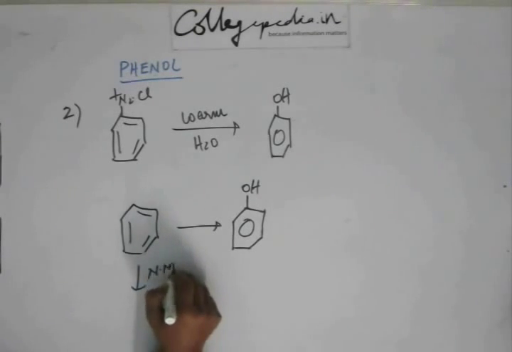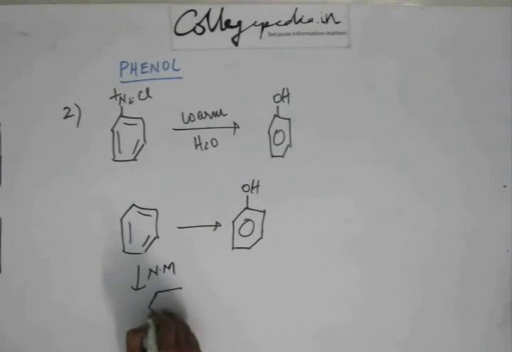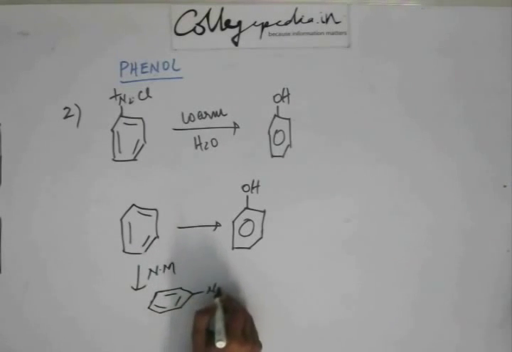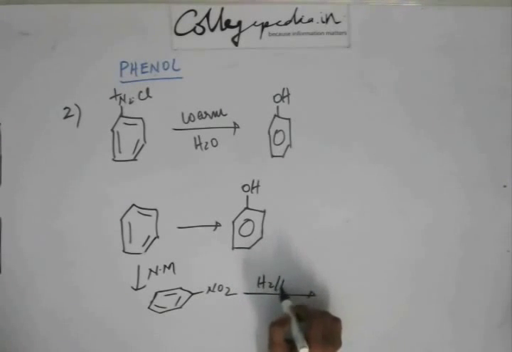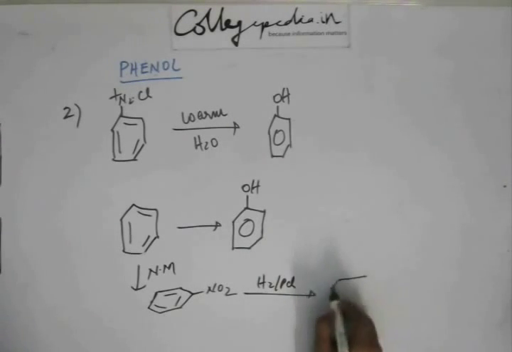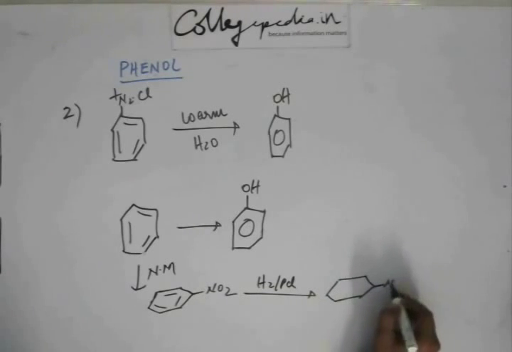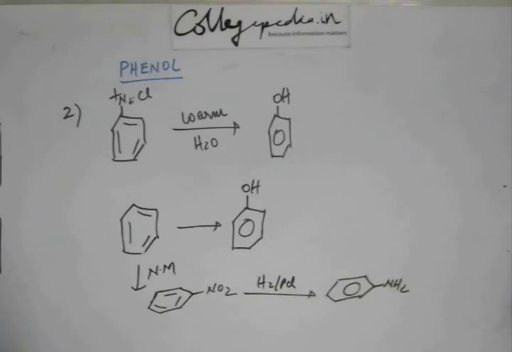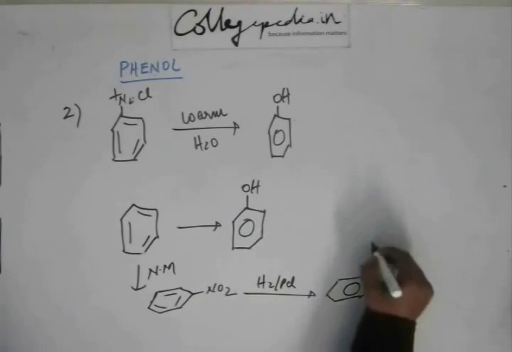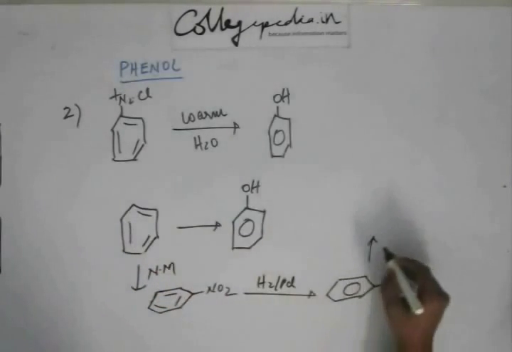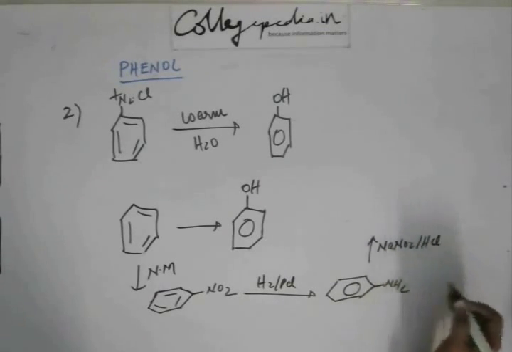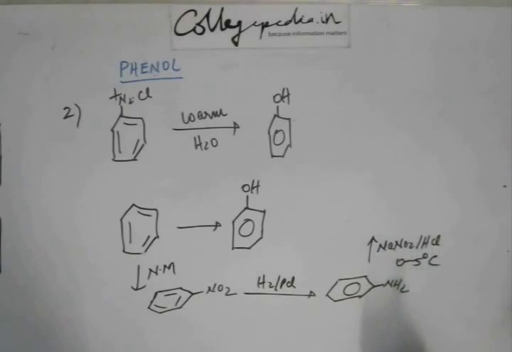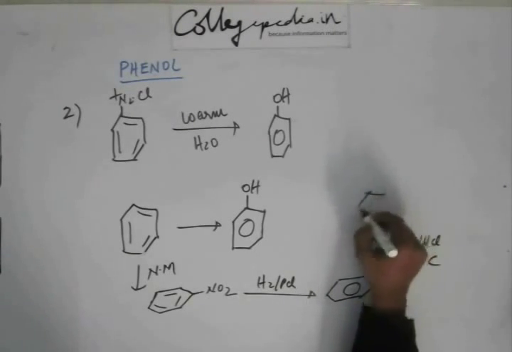If we add nitrating mixture, consisting of a 1:1 ratio of nitric acid and sulfuric acid, it brings a nitro group on benzene. That nitro group on reduction gives the amine group. This NO2 is reduced to NH2. Now from here you know what you have to do. You have to first prepare this benzene diazonium salt, and the reagent for that we have just seen a minute back is NaNO2/HCl, keeping the temperature low. So this will give you benzene diazonium salt.